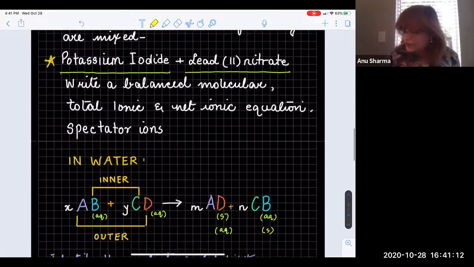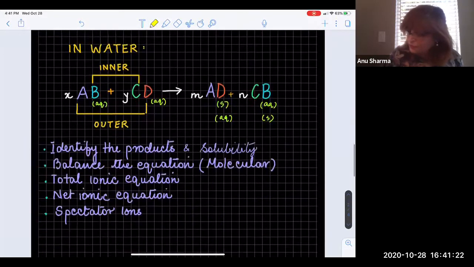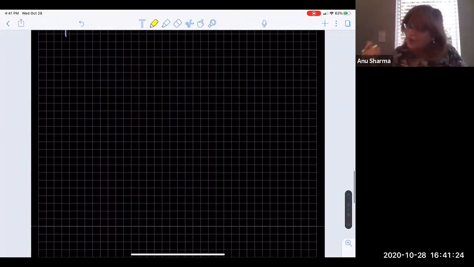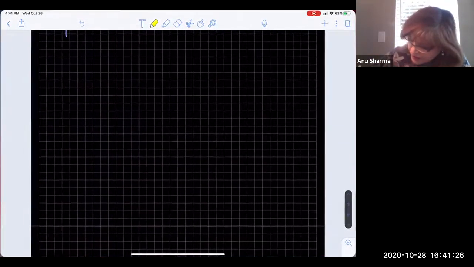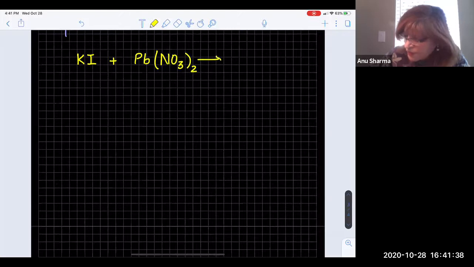Now let us look at one example. We are given potassium iodide and it is combining with lead nitrate. So we need to write down the ionic, net ionic, and the spectator ion. Okay, so potassium iodide is the formula KI. And this KI, when it combines with lead nitrate, and so this is the lead 2 nitrate, so this is going to be Pb(NO3)2. And now predict the product.